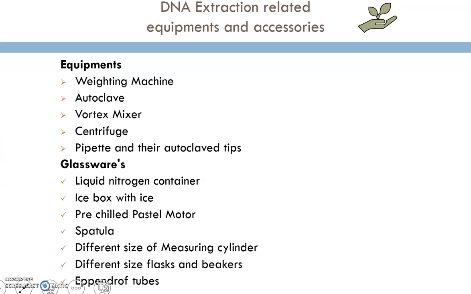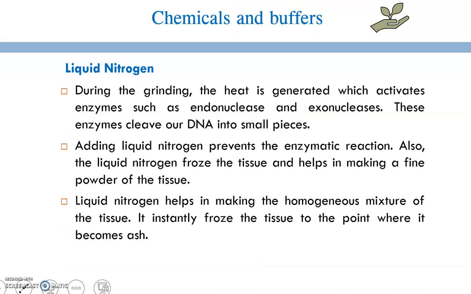The equipment regarding DNA extraction is very simple: weighing machine, autoclave, vortex mixer, centrifuge, pipettes and their autoclavable tips, liquid nitrogen container, ice box with ice, pre-chilled pestle and mortar, spatula, different sizes of measuring cylinders, different sizes of flasks, beakers, and Eppendorf tubes, which is the main part of DNA extraction buffer. Now, the chemicals which are majorly required in isolation of DNA.